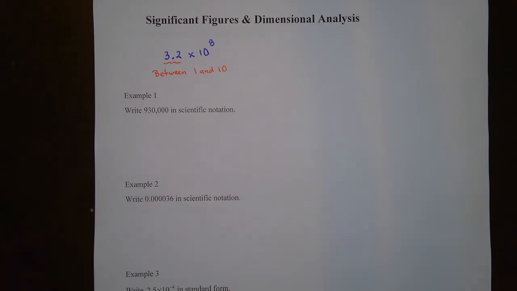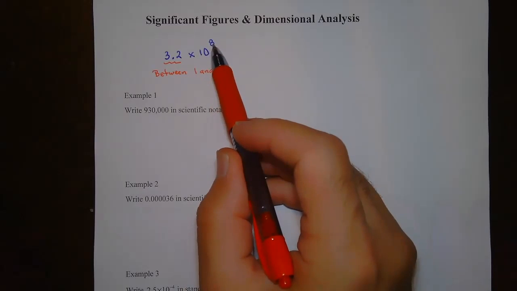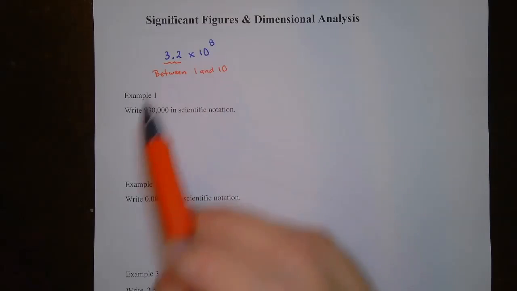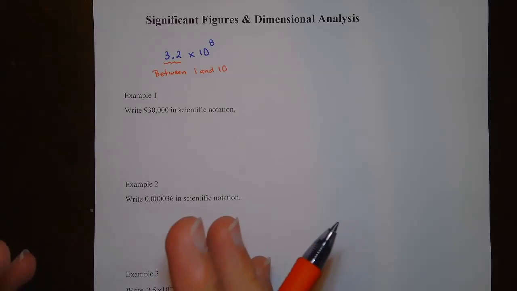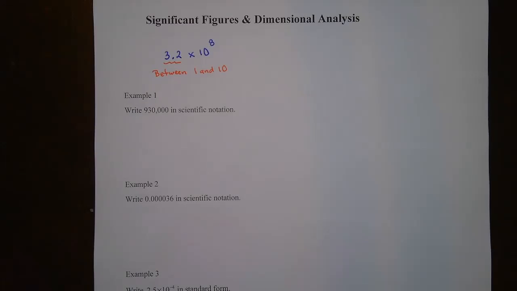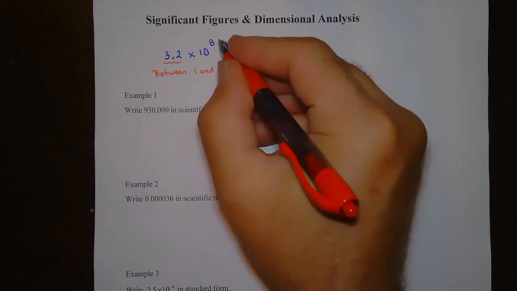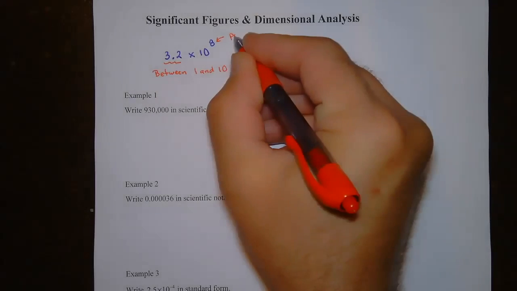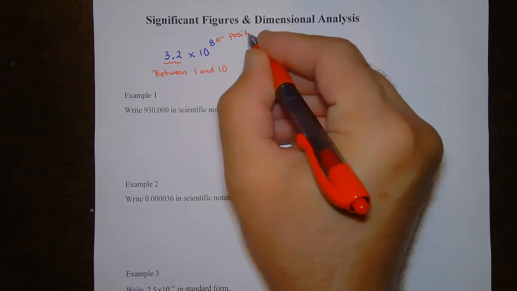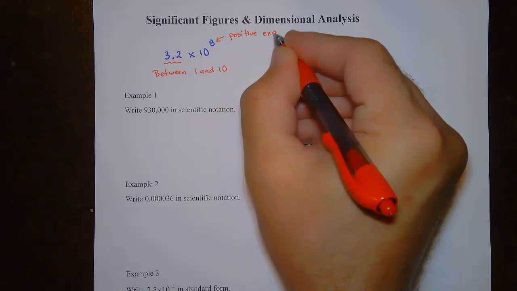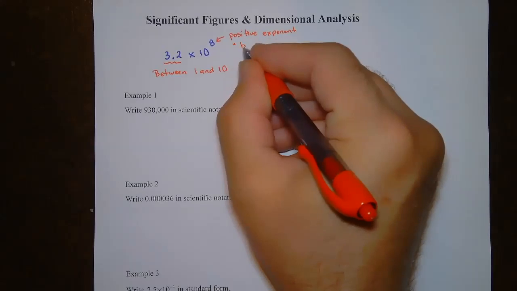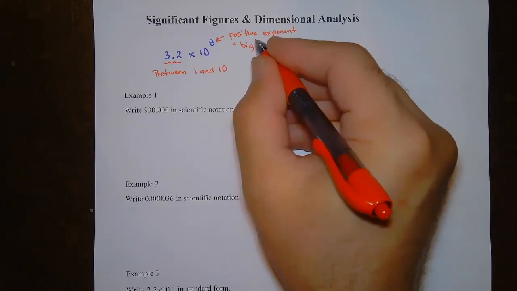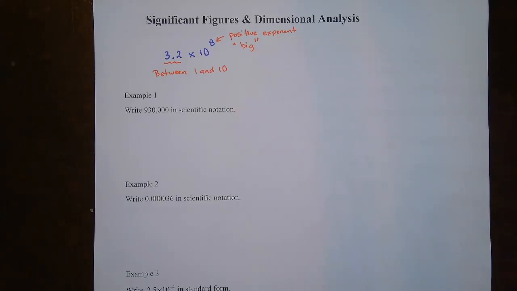All right, now another thing is that 10 to the 8th, this exponent of 8, is telling me that this is going to be a really, really big number. So if you have a positive exponent, you have a big number. If you have a big number and you want to write it in scientific notation, that is going to have to be a positive exponent. So I'm going to write that: positive exponent. And that means a big number. Now, a big number could be 10, 100, 1,000, and so on, okay?